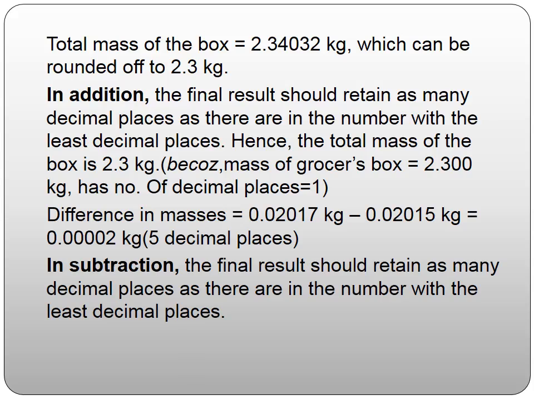Next, you have to find the difference in masses of the two gold pieces. It will be equal to 0.00002 kg. It has 5 decimal places, followed by the rule which says that in subtraction, the final result should retain as many decimal places as there are in the number with the least decimal places.